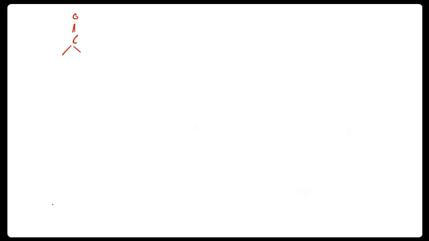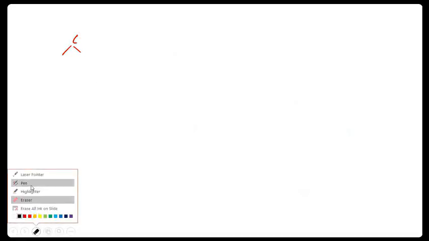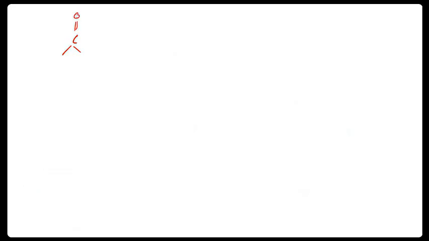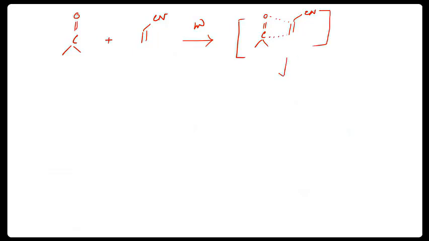So this is the carbonyl. Let us see, it is going to attach with this cyano, and upon photoirradiation, this is going to be formed: C double bond O and double bond CN, and we will have this kind of interaction. After that, we are going to get CN.